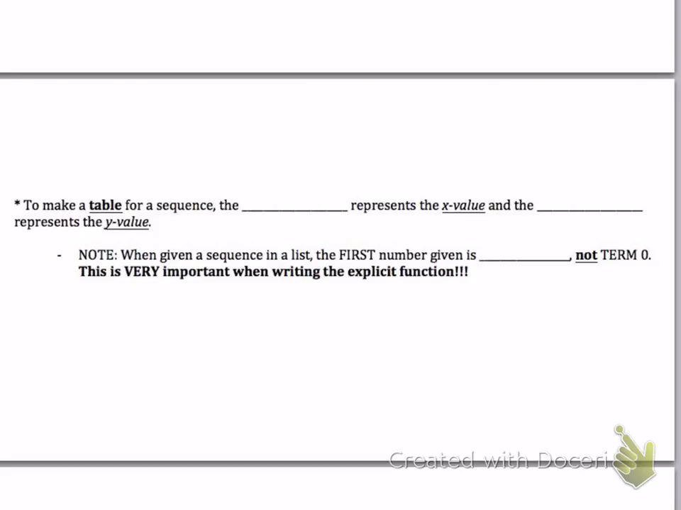You're also going to be asked to make a table for sequences. Trying to pick colors here.